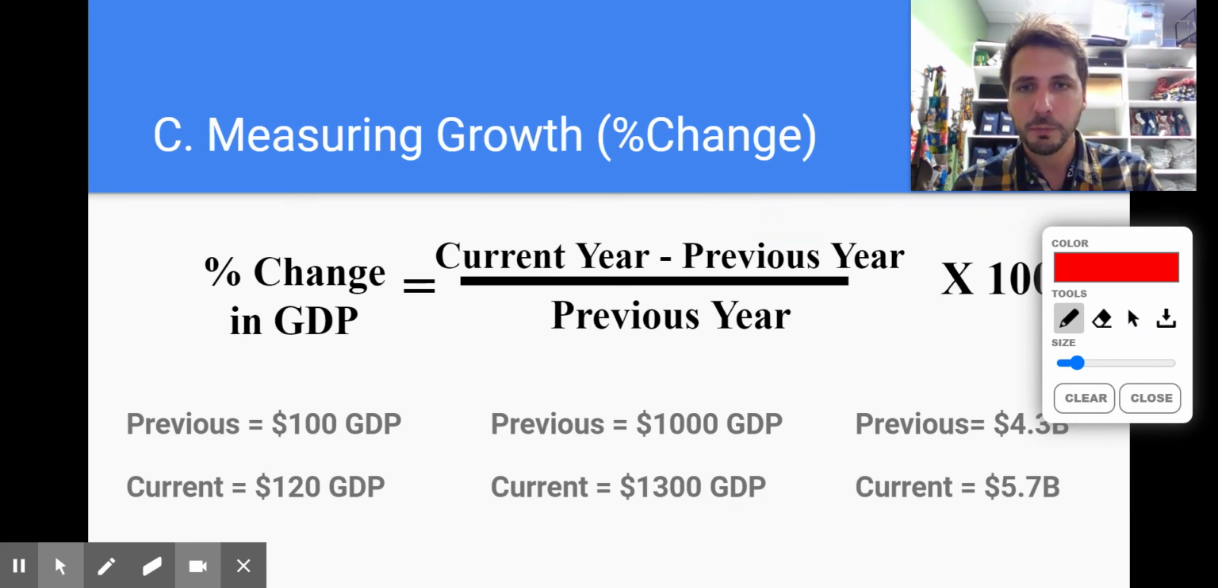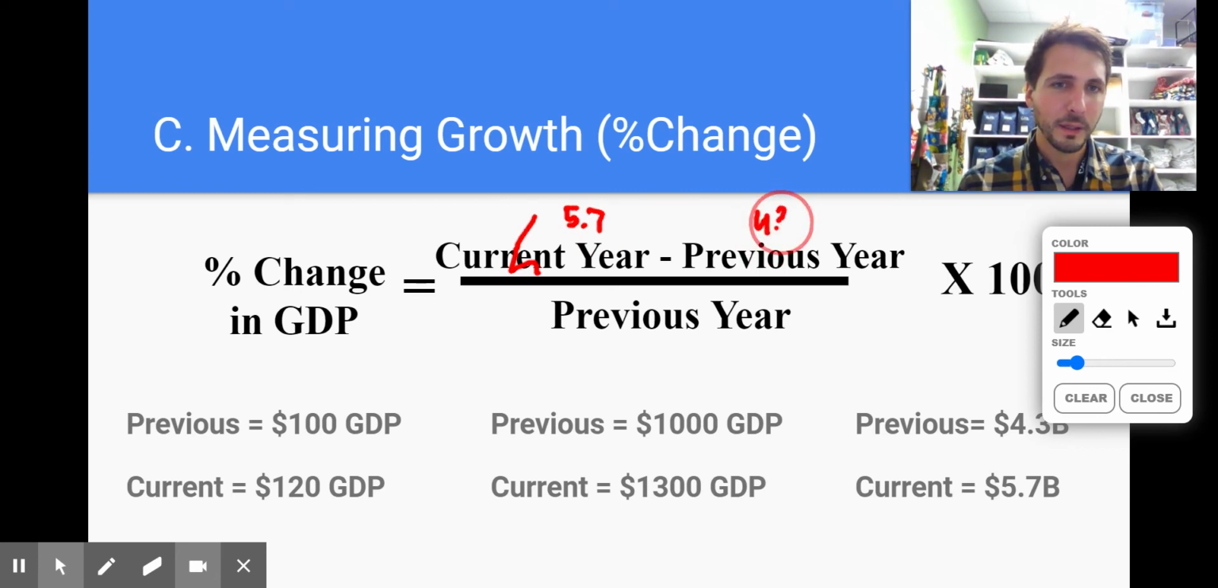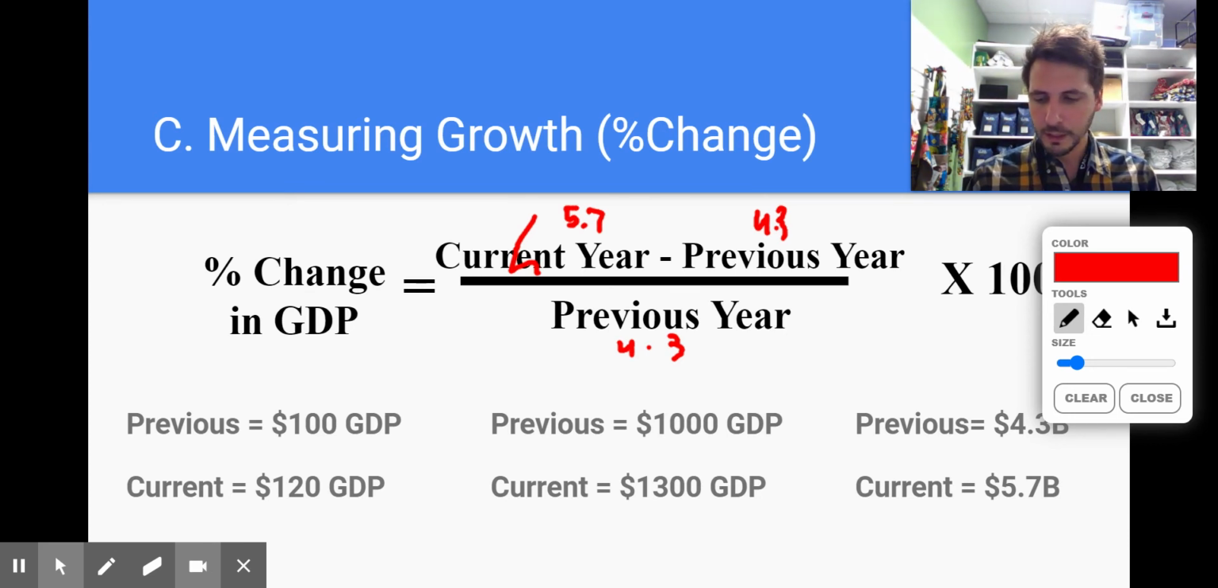Last one, my current is 5.7. Whoa, tried to do that with one hand. 5.7. My previous was 4.3. And so I plug that in. So that is going to be 5.7 minus 4.3, or 1.4. Let me plug this into my calculator here. 1.4 divided by 4.3. That gives me 0.325. I multiply that by 100, and I have 32.5% as my change in GDP.